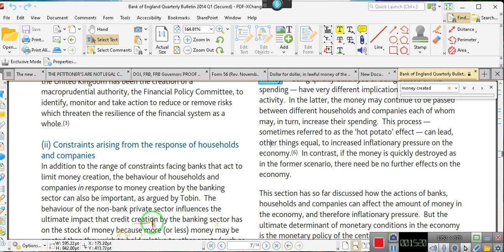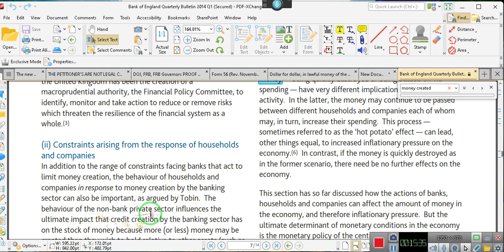That's why they're creating money, ladies and gentlemen. With the stroke of a pen, with keystrokes. Money creation by the banking sector is also important, as argued by Tobin. We don't give up about no Tobin.